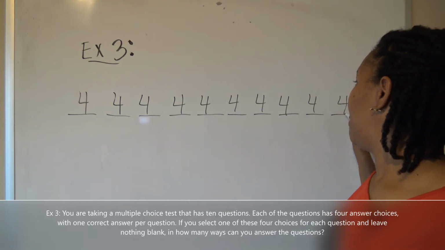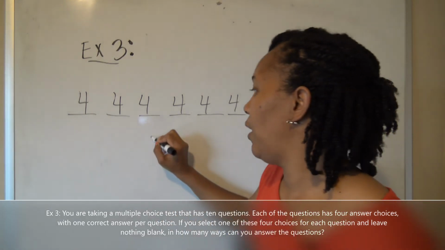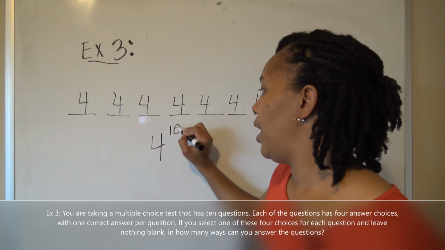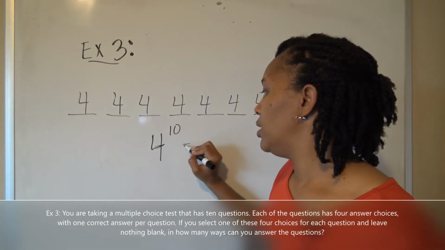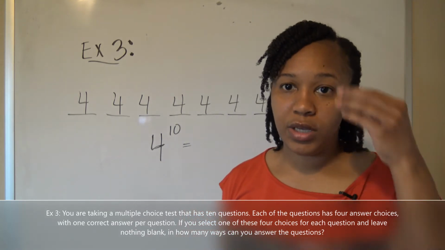And so what I end up getting is 4 times itself 10 times, which is the same as saying 4 to the 10th power. And so then you can just plug 4 to the 10th power in your calculator and figure out what you get.